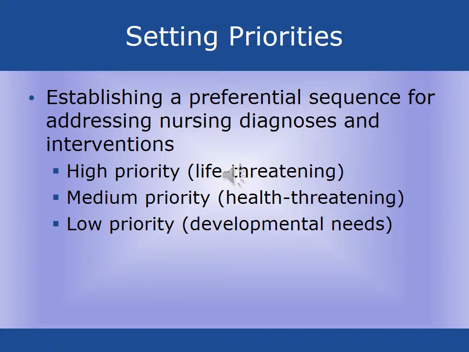When we set priorities, we base them on high priority, something that's life-threatening, medium priority, that's health-threatening, it's something we're going to address, but it's not life-threatening. And then low priority generally refers more to developmental needs, things that happen throughout the lifespan.